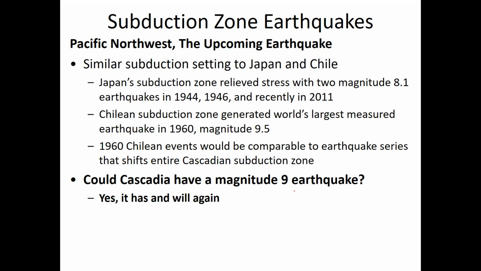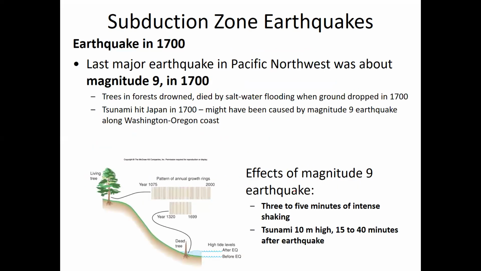So could Cascadia have a magnitude 9 earthquake? Yes. The answer is definitively yes. It already has, and it will again. In the year 1700, there was a magnitude 9 earthquake in the Pacific Northwest. We know this because it triggered a change in the local sea level, not because the sea level changed, but because when the ground, the rock, elastically rebounded, it changed elevation and caused flooding near the coast. And we can see that trees near the coast all died in the year 1700.